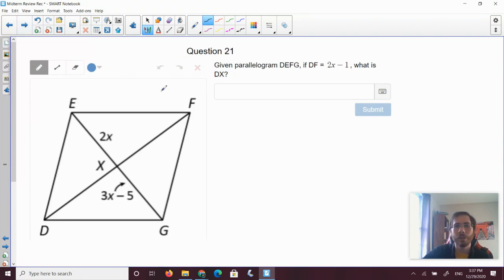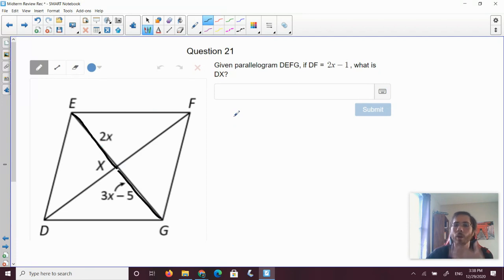All right, so the next couple questions are from things that I don't know if we've done yet, because I think we got some parallelograms coming up. But we've got parallelogram DEFG, so we want to stay on our toes for the parallelogram. In parallelograms, what we're given is EX is 2x, and XG is 3x minus 5.